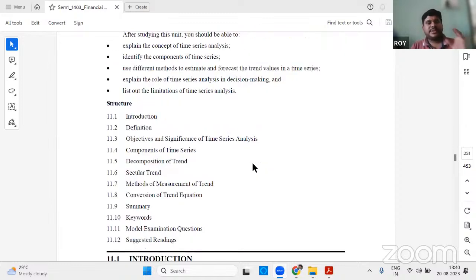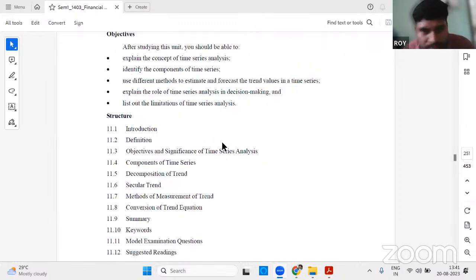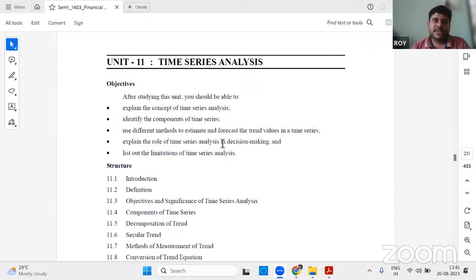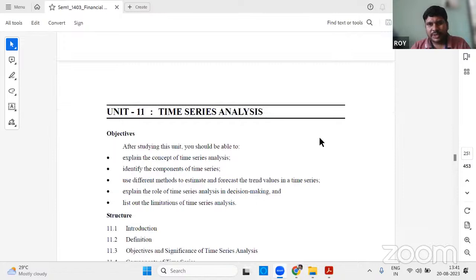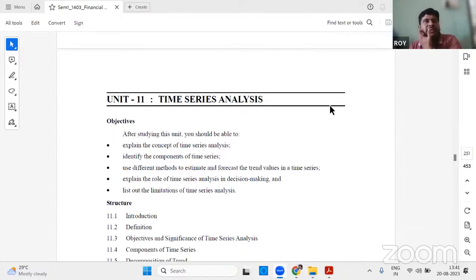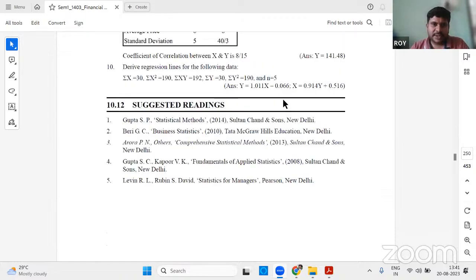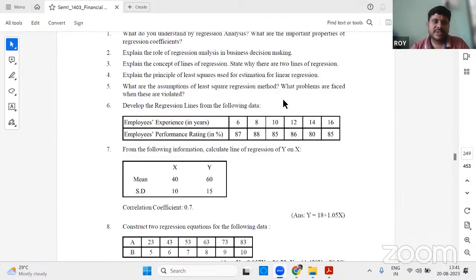Let's start with this time series. We discussed this time series analysis in the last class. Till now we started with the mean and central tendency, and then went to the variance and the standard deviation. Then, at a higher level, the correlation, and after correlation we went to the regression analysis, where we have seen different types.